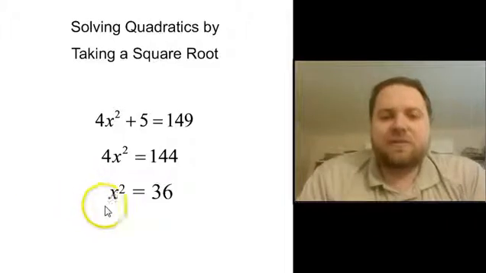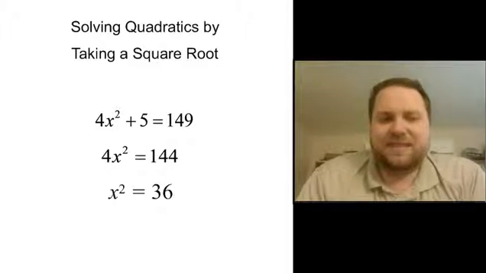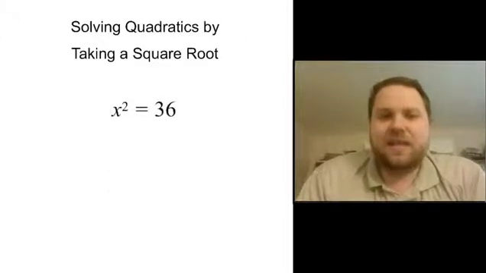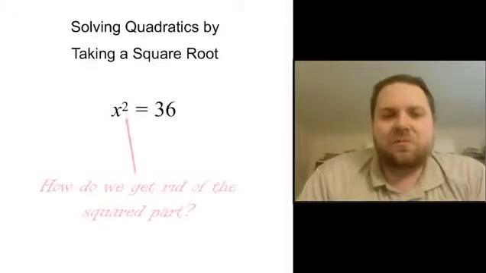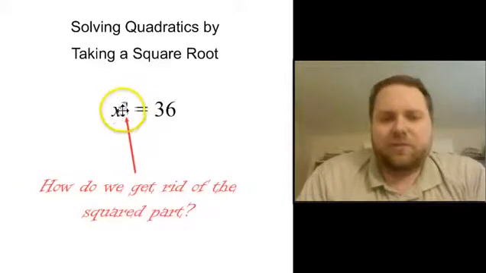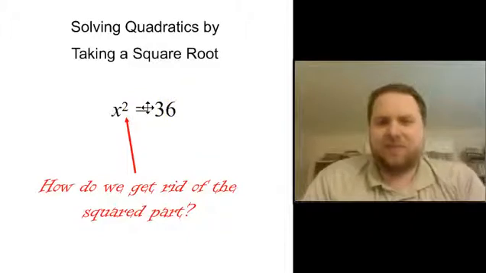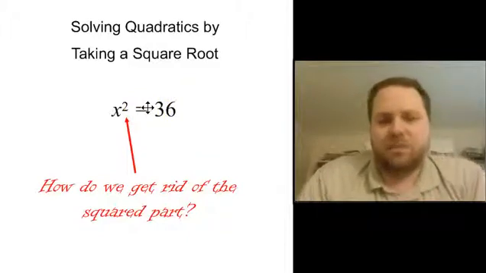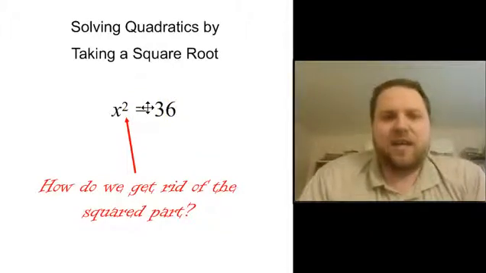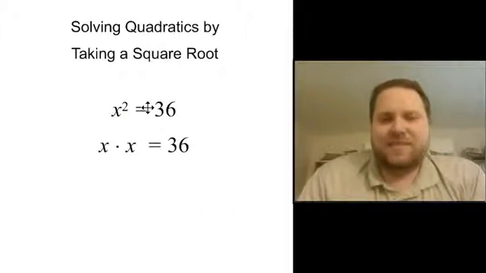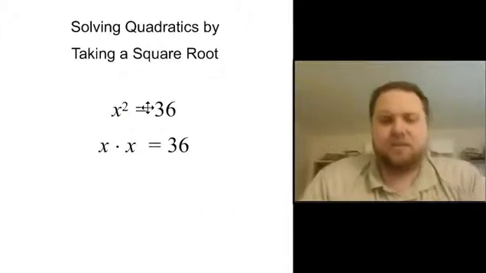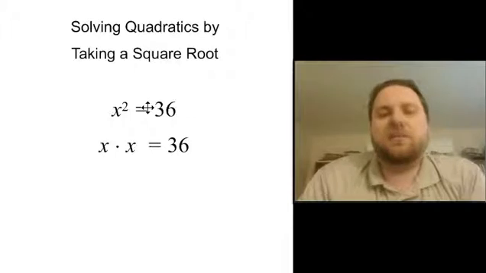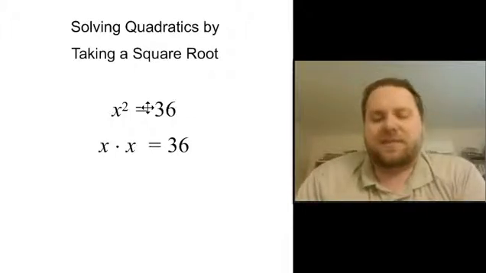Now, in order to figure out what x is, we have to get this x by itself. So let's take a closer look at this. And the question is, how in the world do we get rid of this squared term right here? We've got x squared equals 36, but we want to know what x equals. So just to remind you, x squared means x times x equals 36. We're looking for some number that when you multiply it by itself gives you 36.